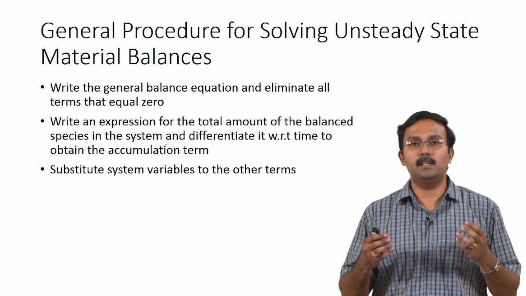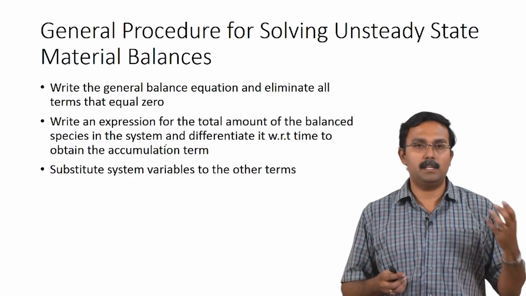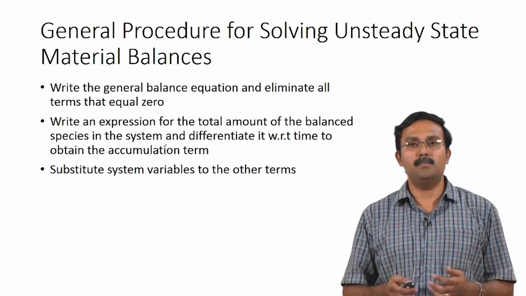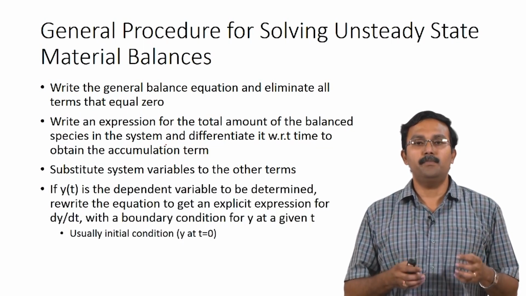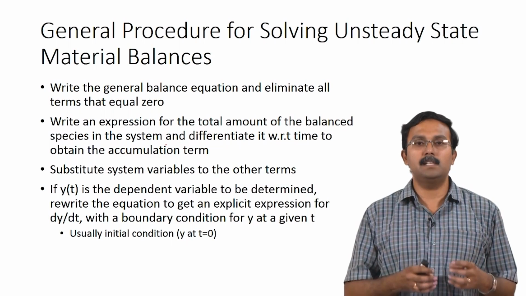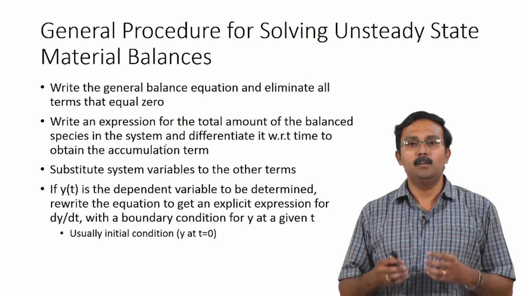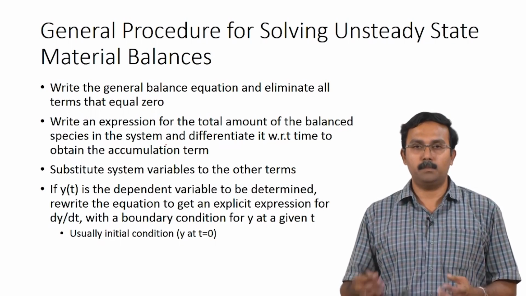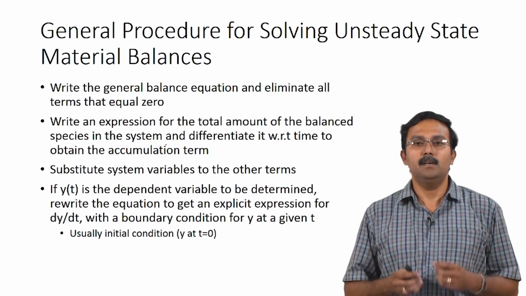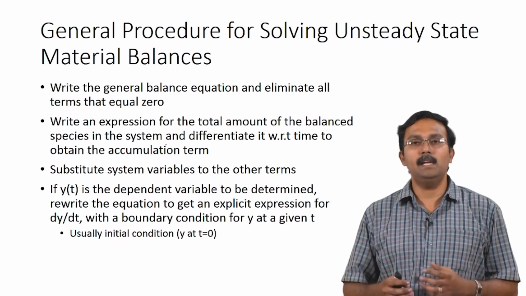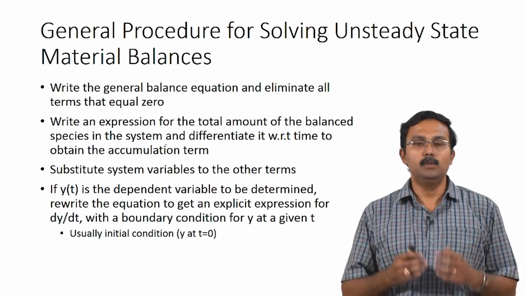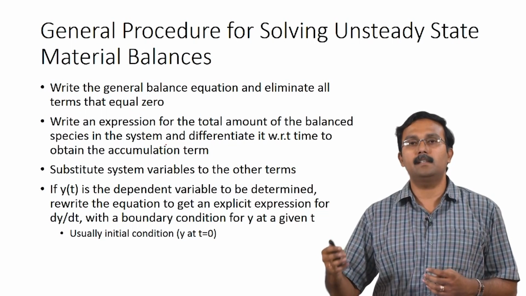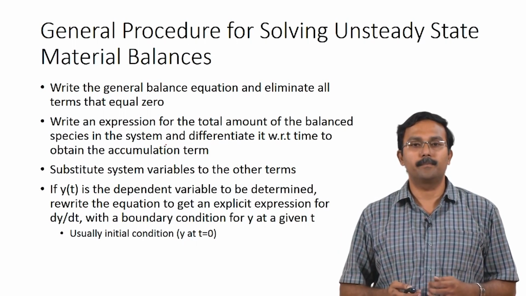You are asked to substitute the system variables into the other terms, basically the input, output, generation and consumption terms, which need to be substituted based on information which is available. If something is a function of time, if y of t is a dependent variable to be determined, then you rewrite the equation to get an explicit expression for dy by dt with a boundary condition for y at given t. So, usually an initial condition, which is y equals something at t equals 0, is provided to you.